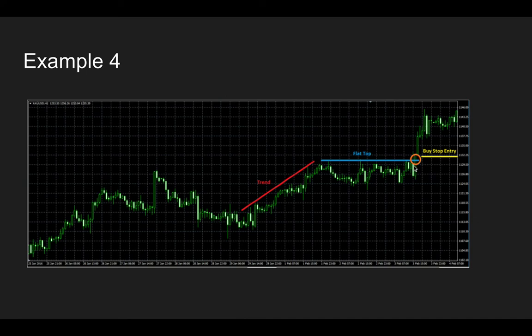And then boom, right here, it kicks in. You get in right here, buy, exit right here. And boom, you would have taken your profits.